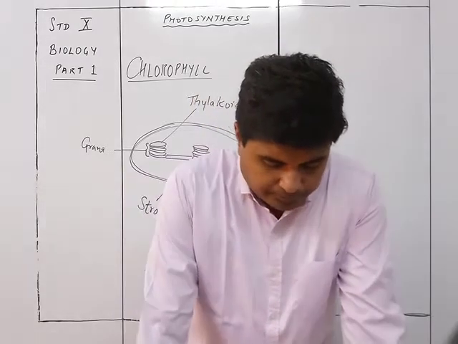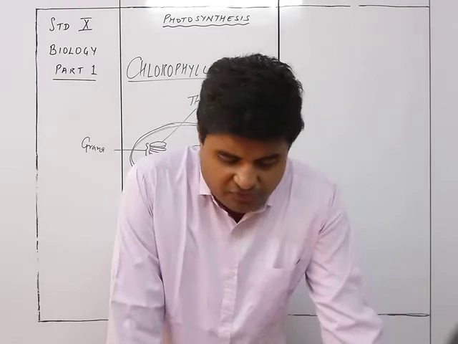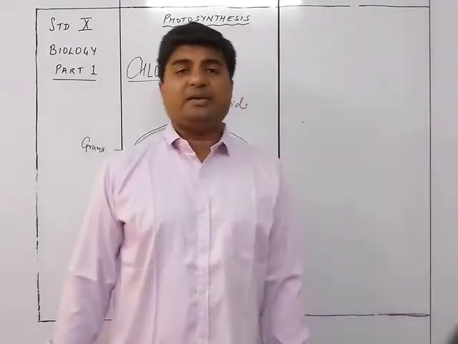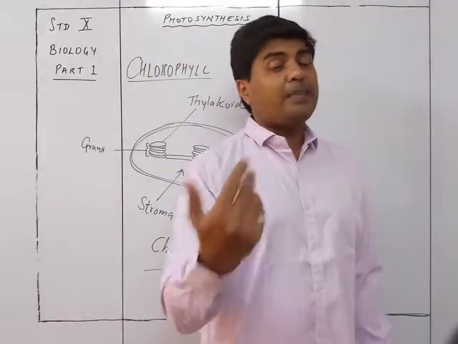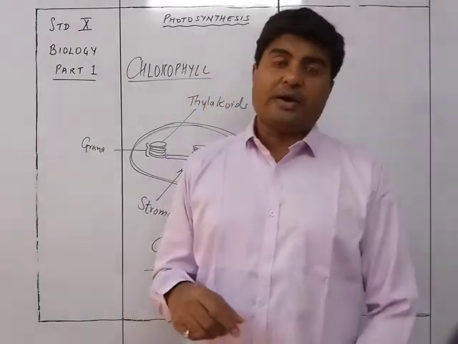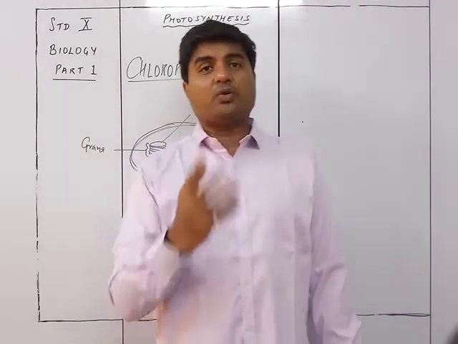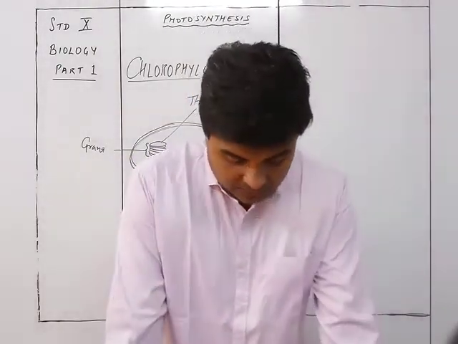So the light is reflected back, the green light, that is why chlorophyll appears green. Chlorophyll appears green because the reflected light coming from the chlorophyll is green color only. Out of the white light which is supplied to it, only the green color part is reflected back. That's why we see the chlorophyll to be green in color.